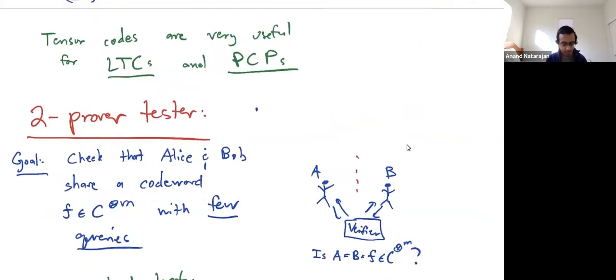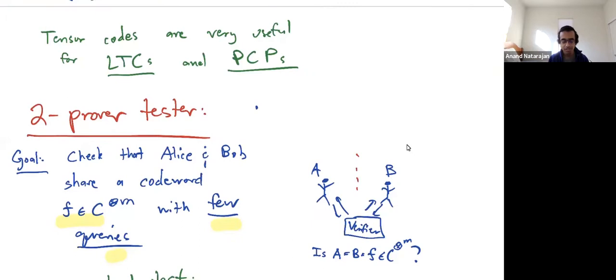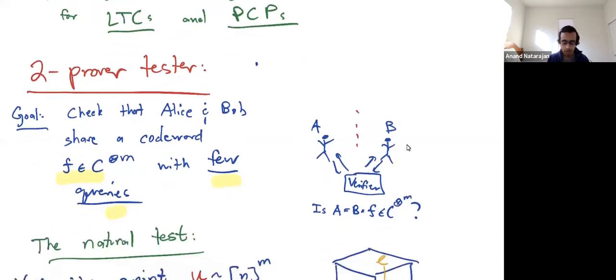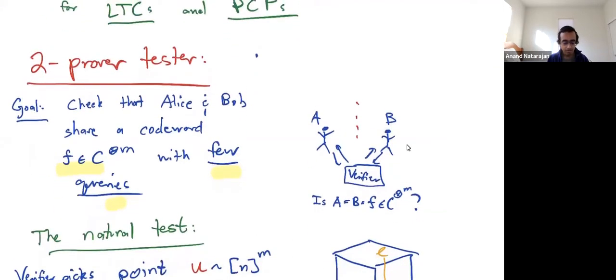So the goal of my tester is going to be this. I want, as a verifier, to convince myself that Alice and Bob share a code word F in C tensor M, and I want to make sure that they have the same code word in mind. And I want to do this with relatively few queries. So I can't just ask Alice, give me the whole code word, Bob, give me the whole code word, and then I check that they match. So I want to just read a few locations in F and make sure that it's still a valid code word.